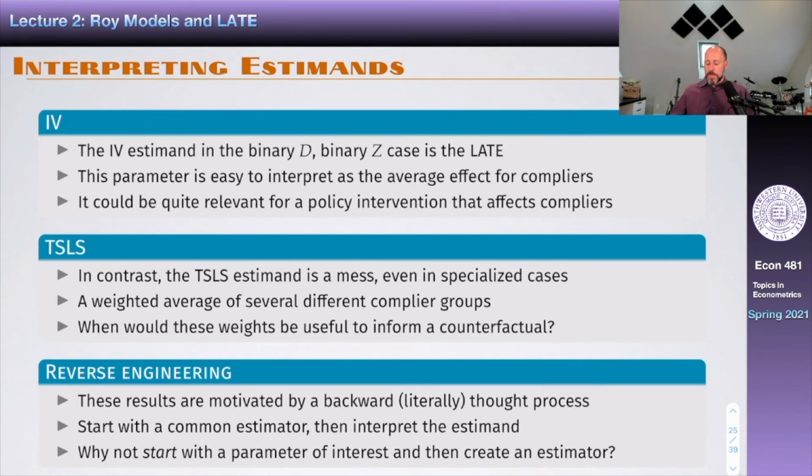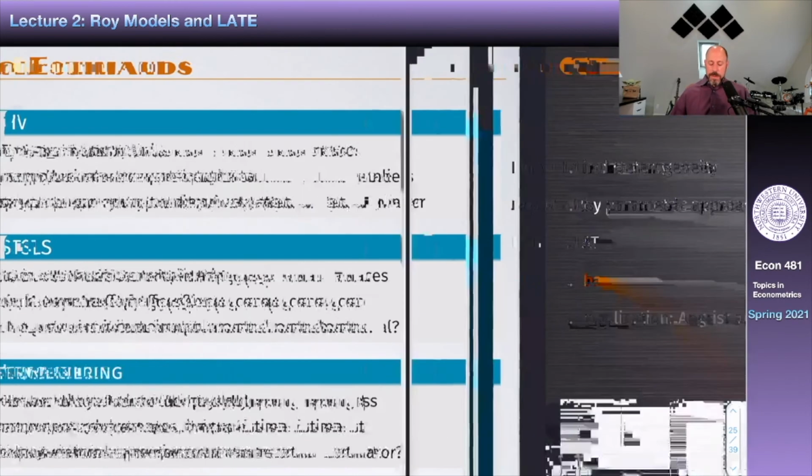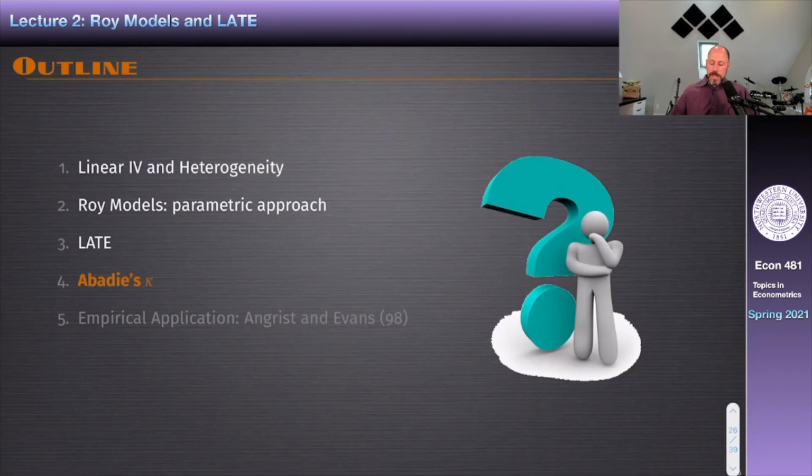And then later on, towards the end of this first part of the class, we're going to try to do the opposite. We're going to try to say, what are the parameters that we care about? Can we use things like IV or least squares to say something about those parameters? It's going to be a different approach, but we're going to get answers there. All right, before I move to this kappa, which is going to be a way to salvage, in a way, two-stage least squares, are there any questions up to here?